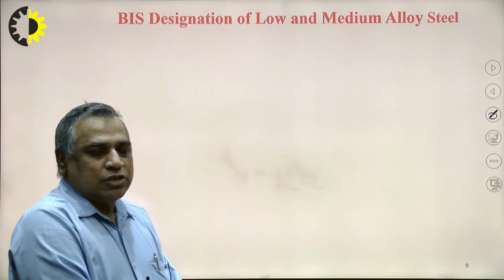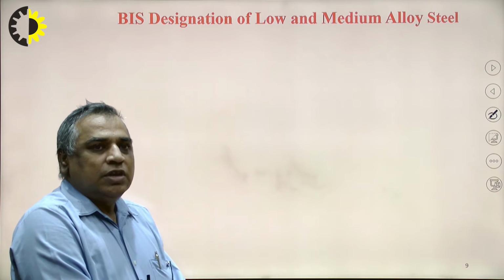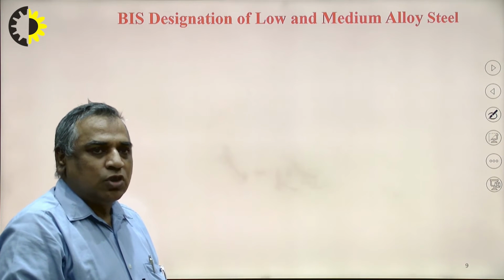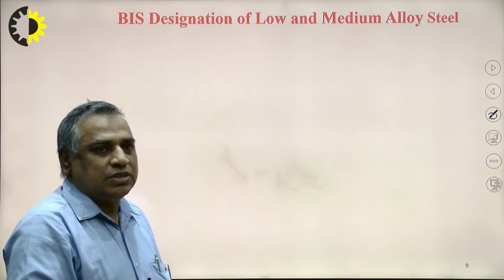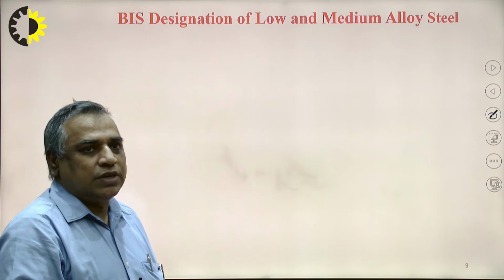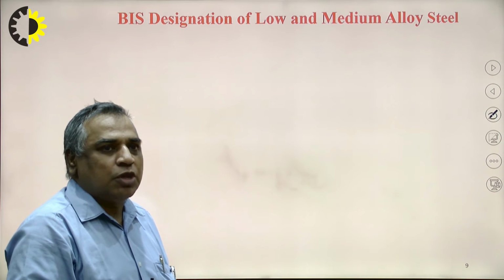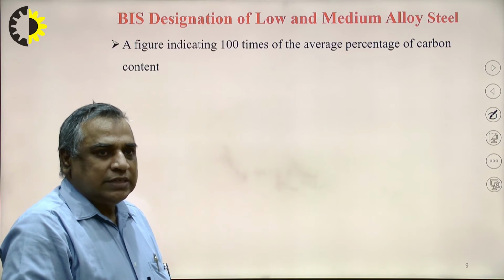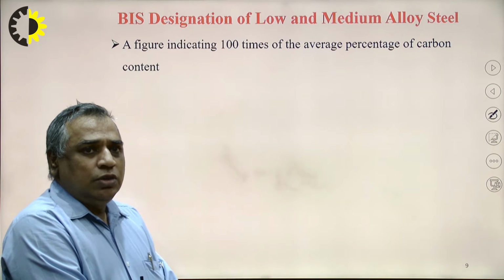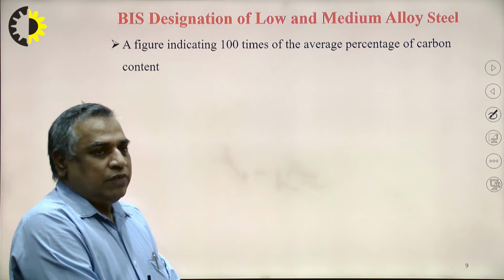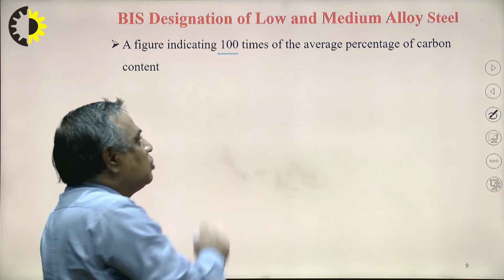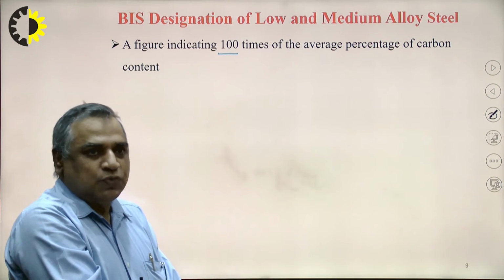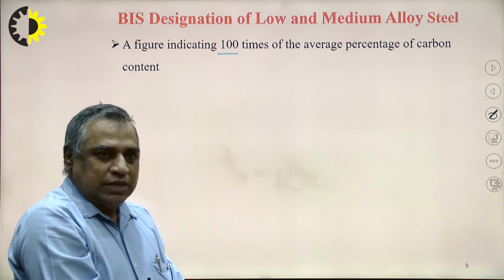That we have also discussed in the last slide, that if the total sum of the average percentage content of the alloying elements is up to 5%, then it is low alloy steel, and if it is 5 to 10%, then it is medium alloy steel. So for the designation of the low and medium alloy steel, the very first step, again, is 100 times the average percentage of carbon, as we have already used in the plain carbon steel.